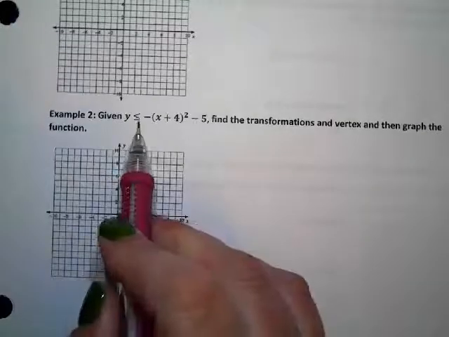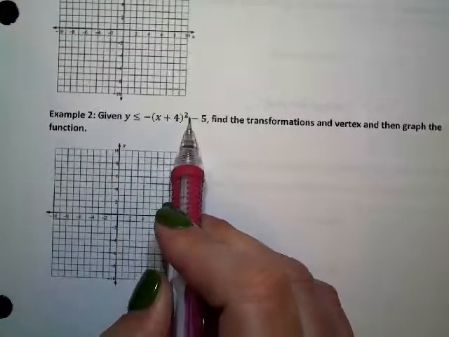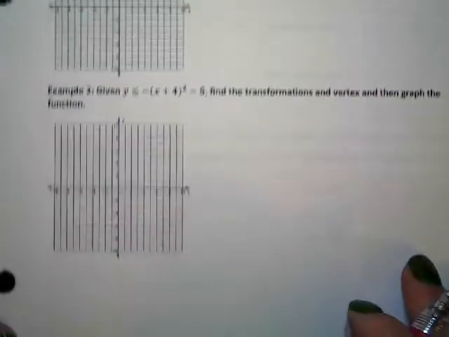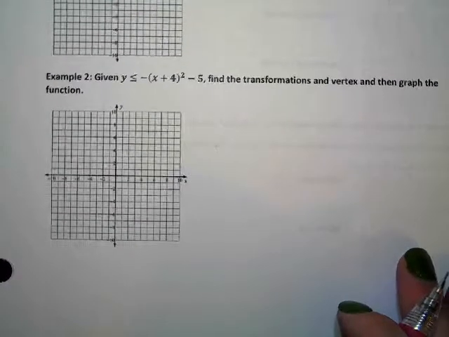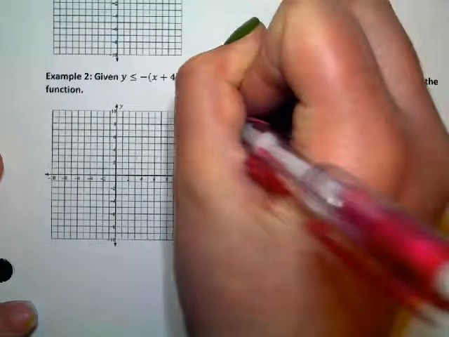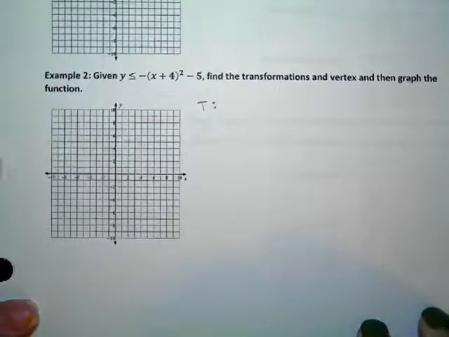Okay, so it says given y is less than or equal to negative (x plus 4) squared minus 5, find the transformations and the vertex and then graph the function. So what transformations do we see in the problem?